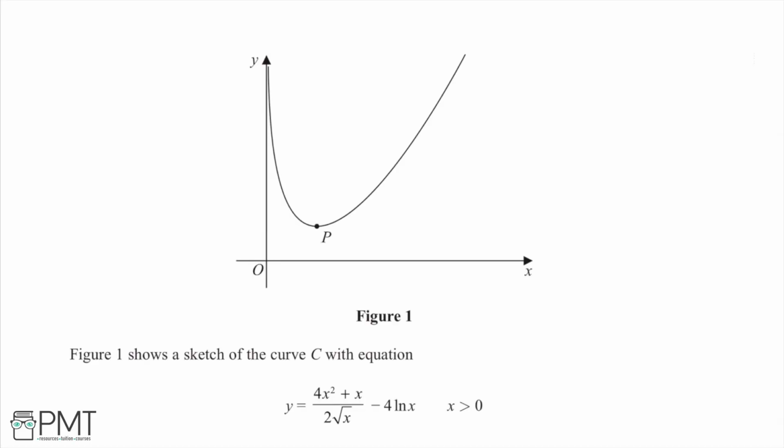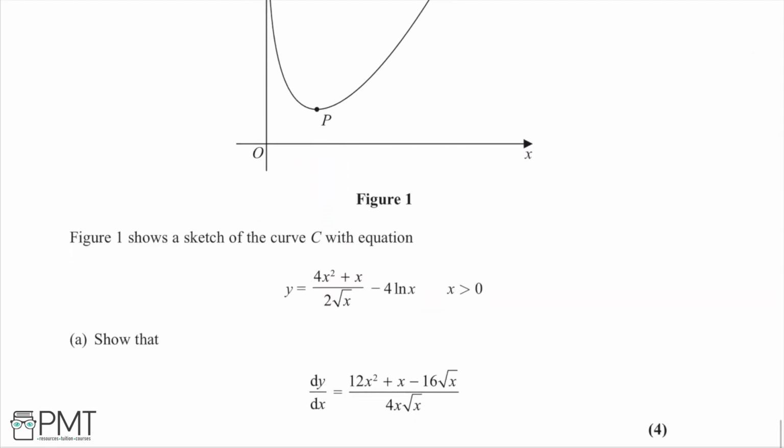So here in this question, we're shown figure 1, and it's a sketch of the curve C, which has the equation y is equal to (4x squared plus x) divided by 2 multiplied by the square root of x, then we subtract 4 ln of x, and this is valid for x greater than 0. So we can see our parabola-like shape here, and we notice we have a point here which looks as if it is a turning point of this function.